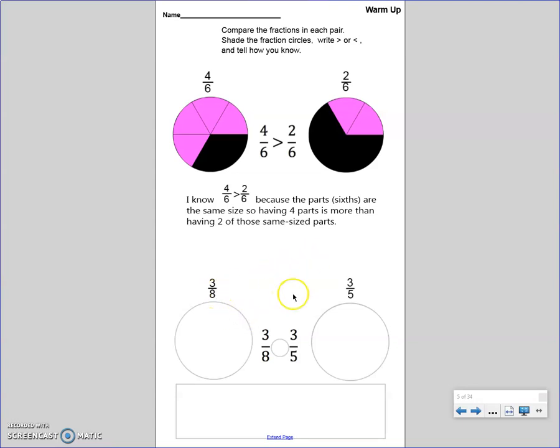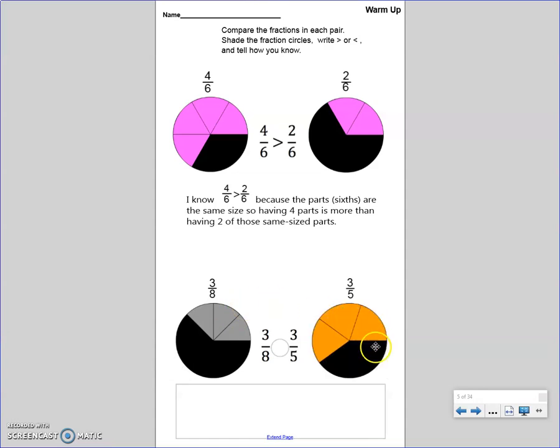Now let's compare 3/8 and 3/5. Here I can see that these two fractions have the same numerator. Both fractions have a numerator of 3, which means 3 parts are selected. However, the fractions have different denominators, so I know the pieces are going to be different sizes. 3/8 on my circle unit looks like this. There are 3 1/8 pieces. 3/5 looks like this. There are 3 1/5 pieces.